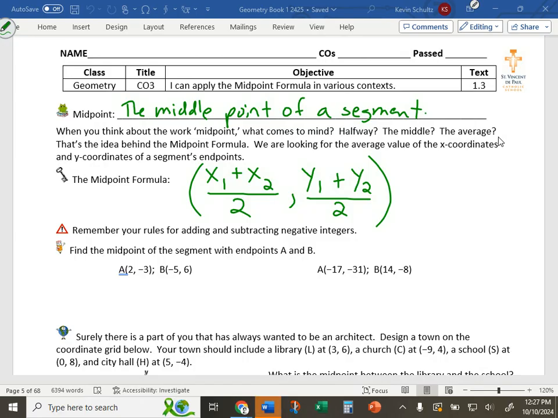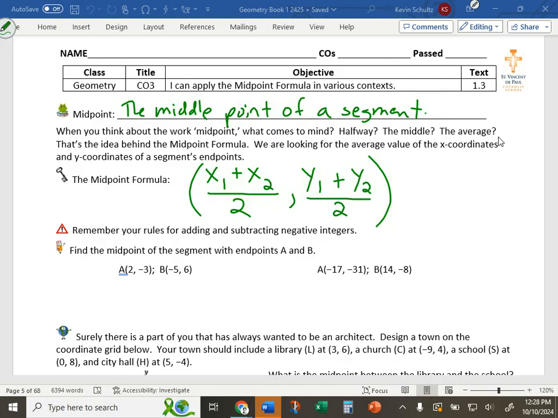The question was asked, why is there a comma? Okay, and then someone says, is it an ordered pair? And the answer is yes. The reason why there's a comma is because this is an ordered pair. If we are going to find the midpoint of a segment, we need to know what the coordinates of the endpoints are.